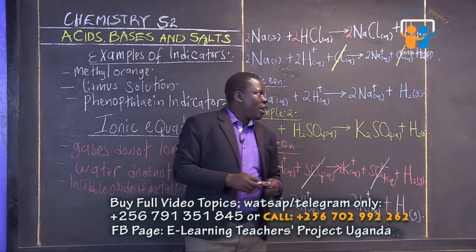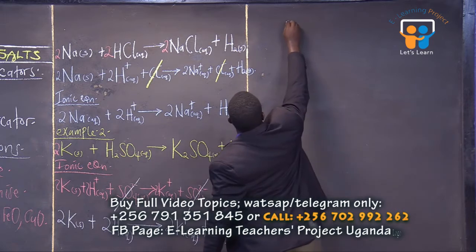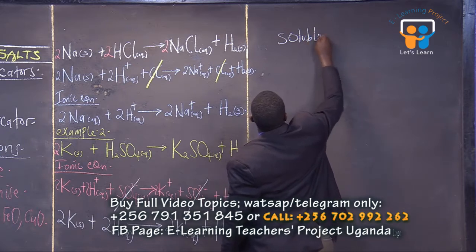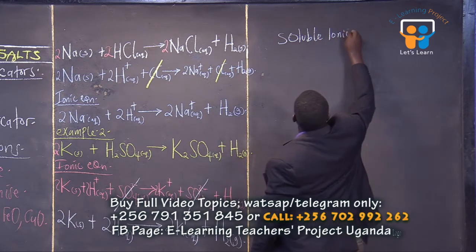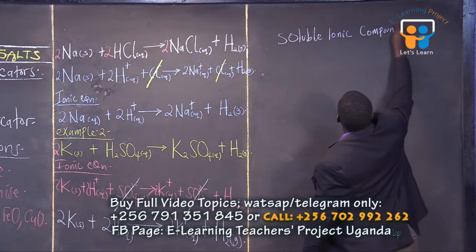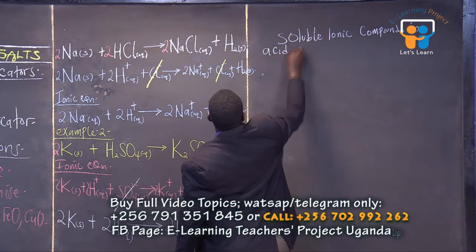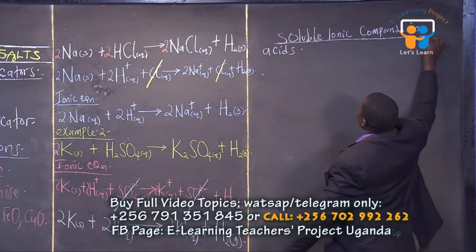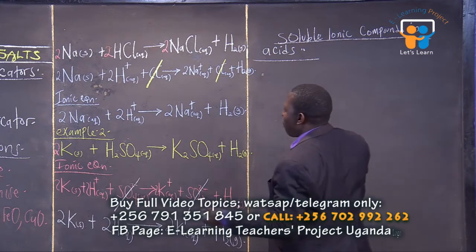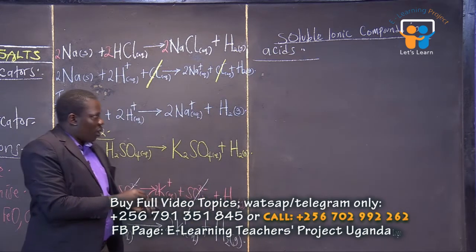Okay? Ionic equations representing soluble ionic compounds in acids. So these are the next examples of ionic compounds we are going to talk about. Soluble ionic compounds in acids. Okay? So that's where we are going to.